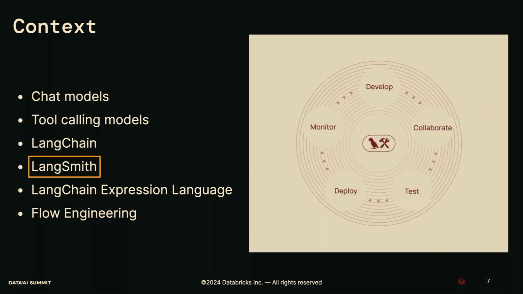LangSmith is our integrated debugging and observability platform. It has some other features such as a prompt hub, as well as some evaluation features. We're going to be using that to inspect some of the traces from our LangGraph agent today. And this is the platform that we offer.